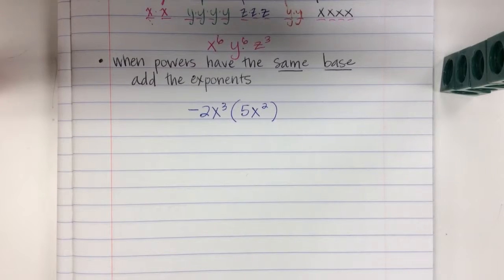What if your problem is negative 2x to the third times 5x squared? What if your expression, your problem is negative 2x to the third times 5x to the second, or 5x squared? Well, let's write it all out. Let's do that in case we don't get the rule.